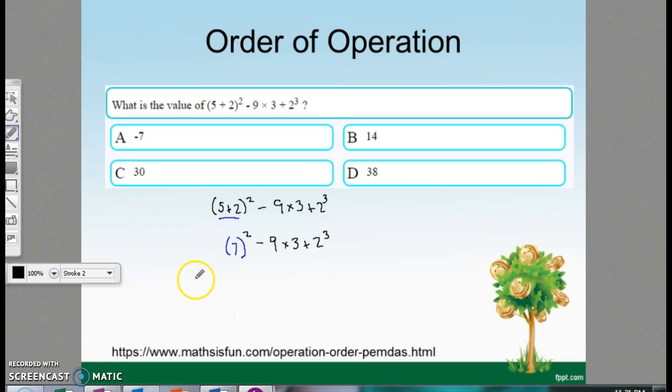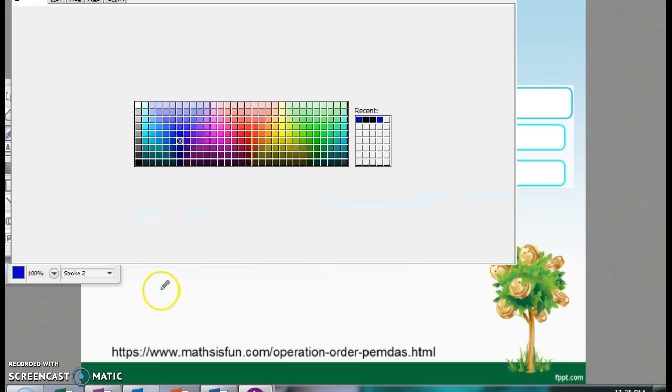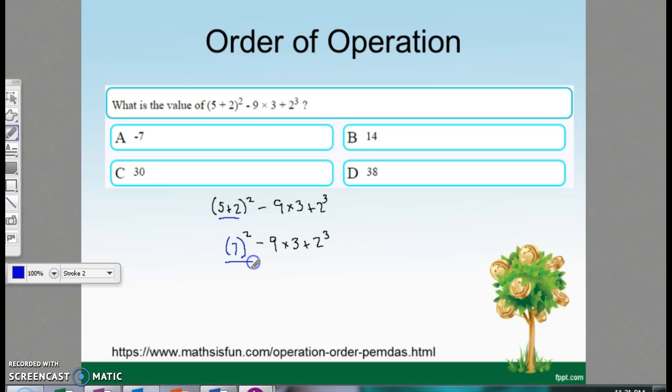Okay? All right, now I want to go ahead and do my exponents. So I am going to say 7 squared is 49. All right, 9 doesn't have an exponent, 3 doesn't have an exponent. But 2 to the third power, and remember what that means. 2 to the third power means 2 times 2 times 2. And when we do that, we get 8. So I'm going to say plus 8.